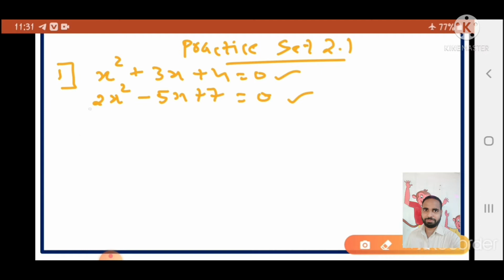Okay. Now let us go with the second sum. I'll rub this part. Exercise 2.1 we are doing. Let us start with the second question. The question is, decide which of the following are quadratic equations. आपको decide करना है कि whether these equations are quadratic equations or no.